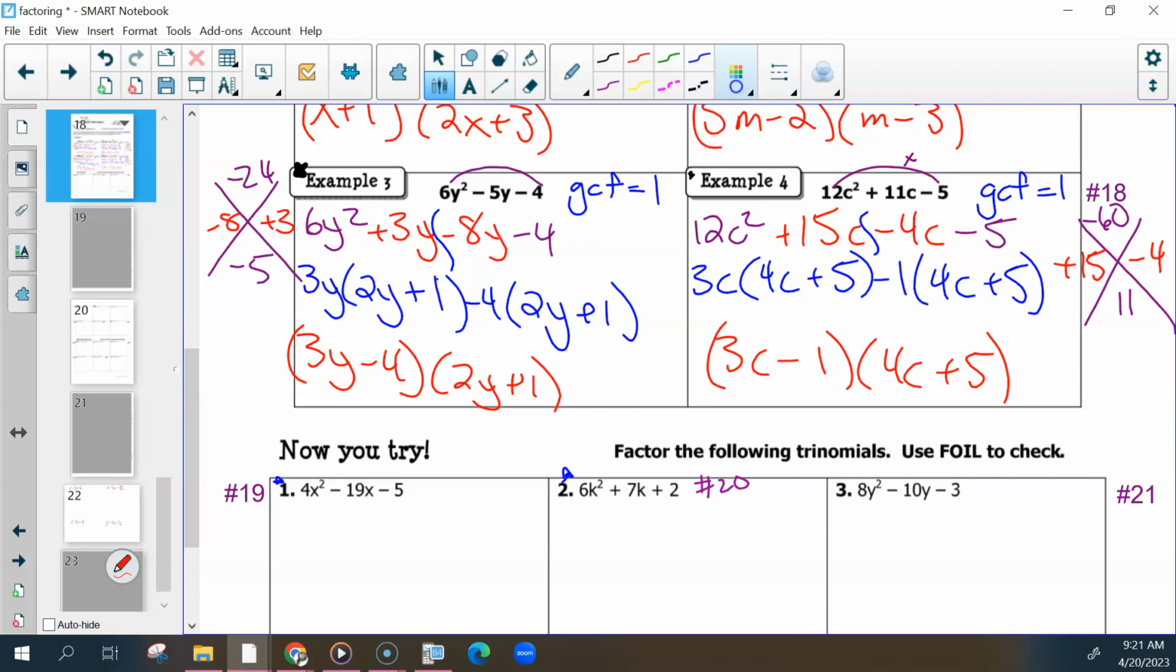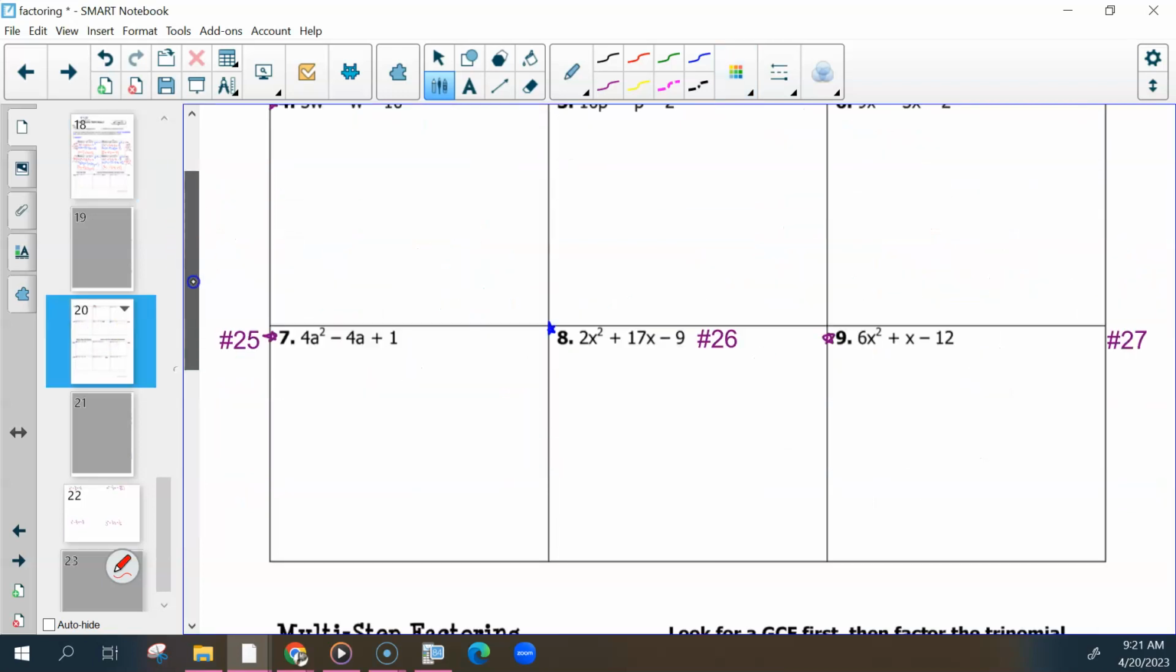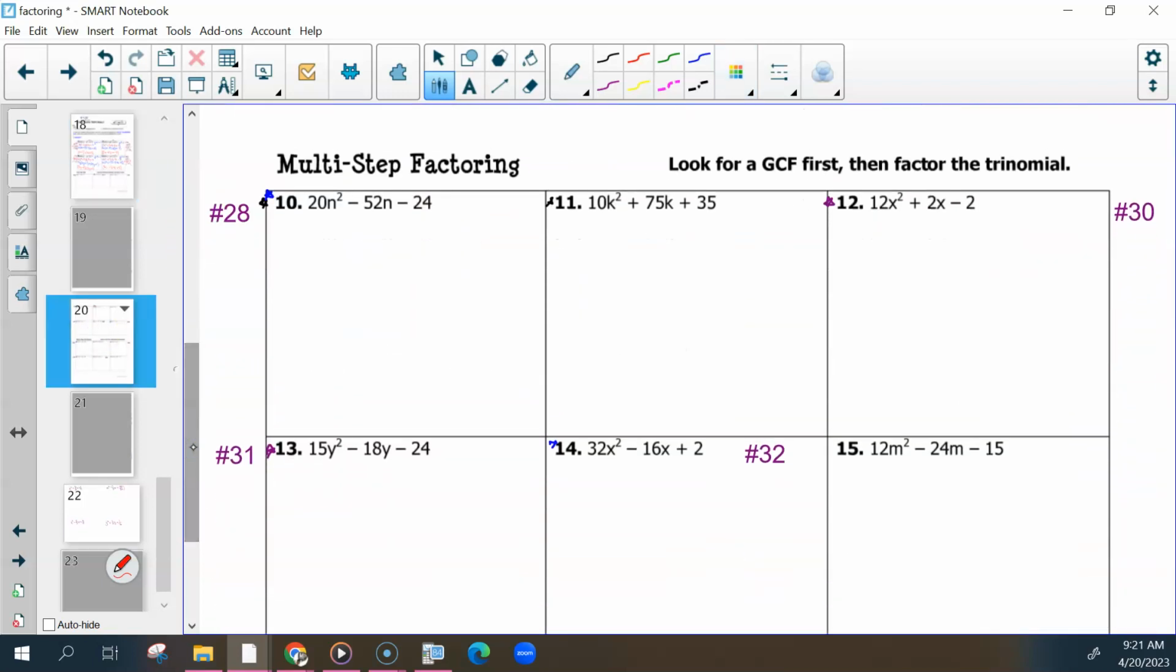Okay. On the next page, we're going to skip down to this section. We're going to do the first one 2 different ways, and then we'll do another 2, and then we'll move on. Does this one have a GCF, and if so, what is it?